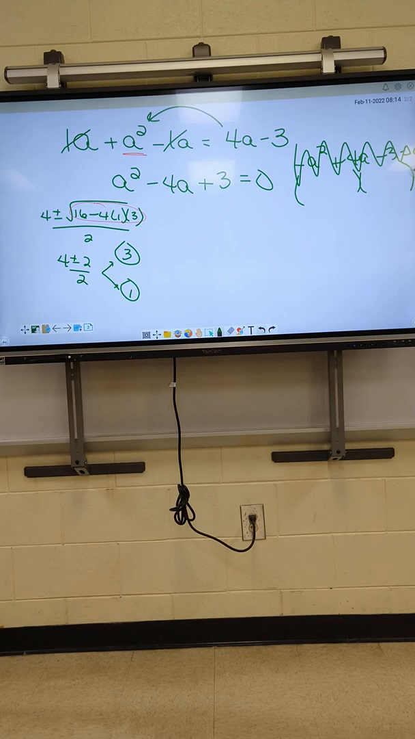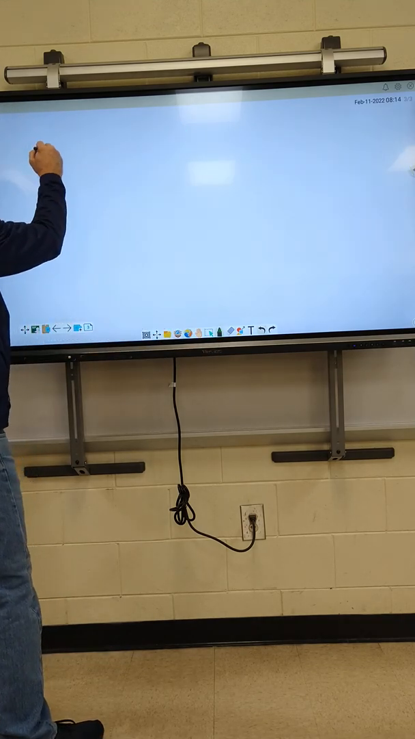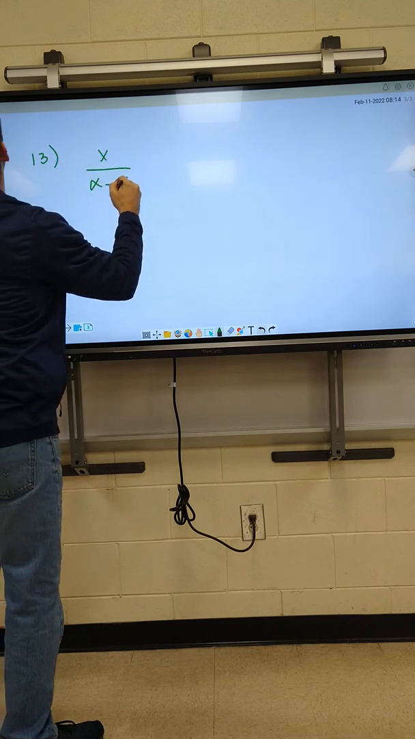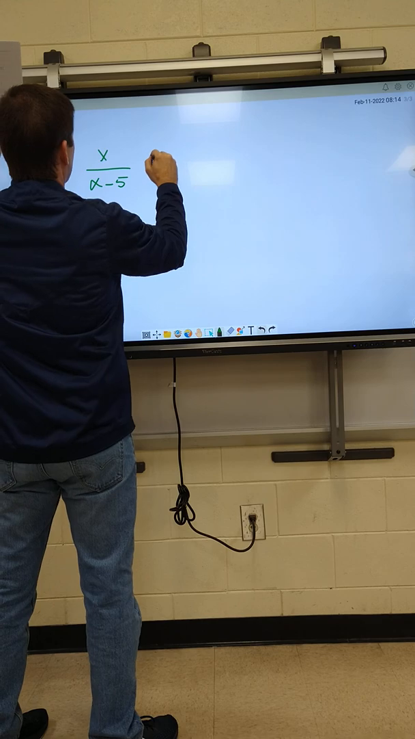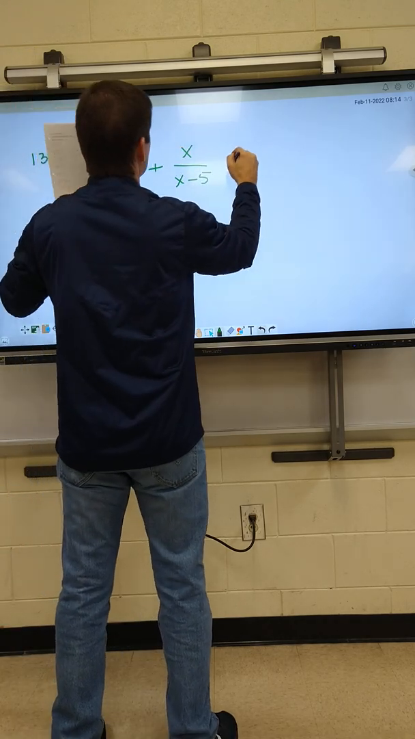All right, so I say we do another easy one like this before we start doing some that are more difficult. Another one just like this looks like 13 is going to be just like this. So let's do 13. 13, I got x over x minus 5 plus x over x minus 5 equals 3.